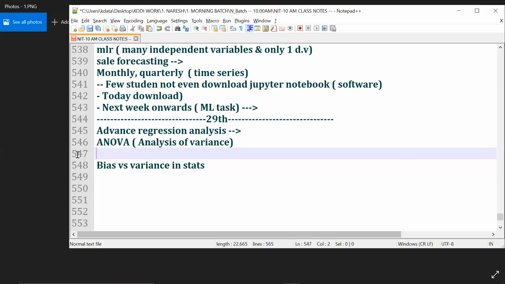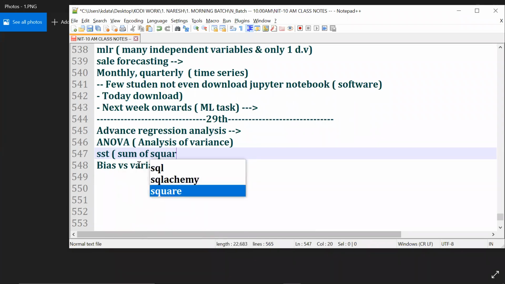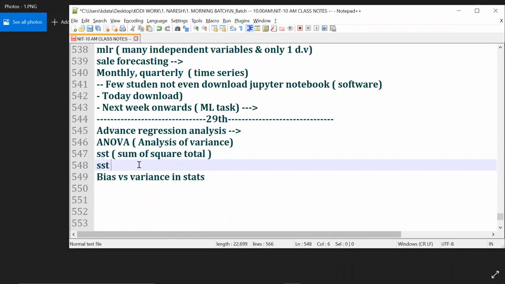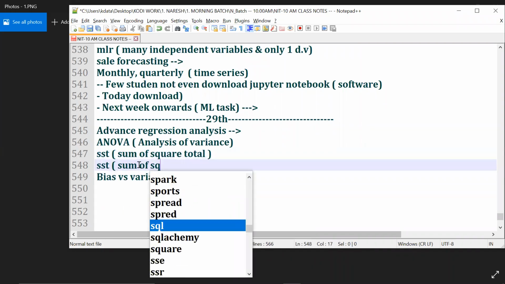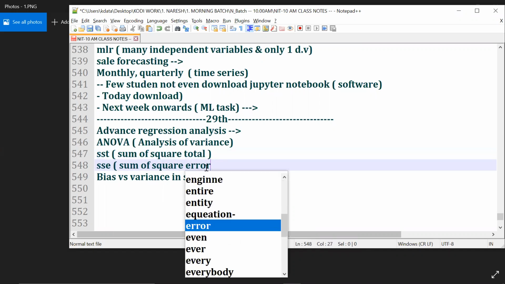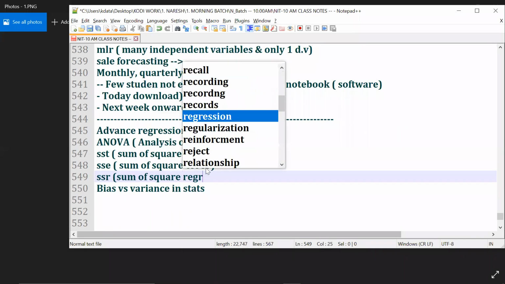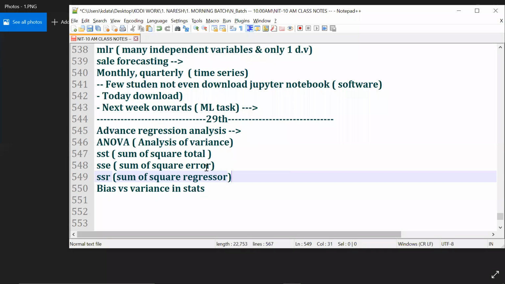In analysis of variance, we need to understand three things. The first one is SST, which means sum of square total. Understand, guys? SSE means sum of square, SSE, I'm sorry, it's error. Very good. SSR means sum of square regressor. Understand?